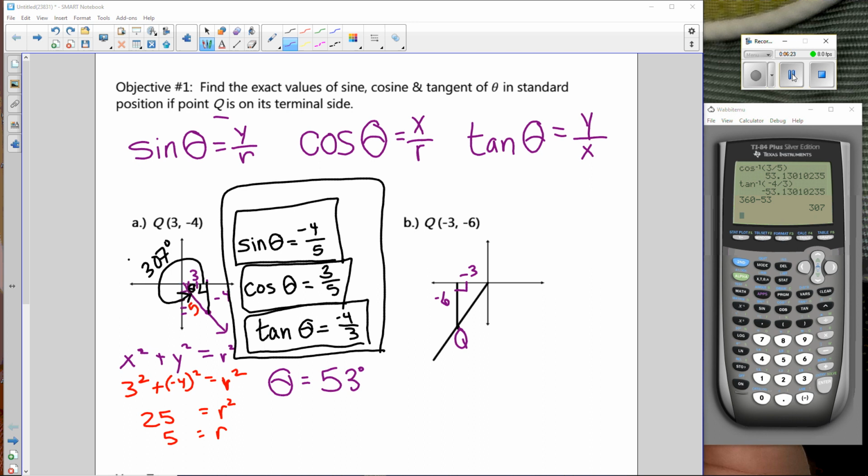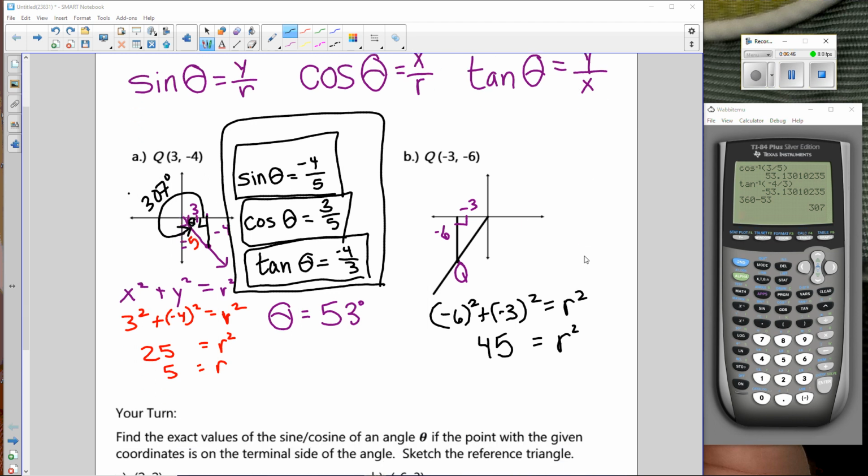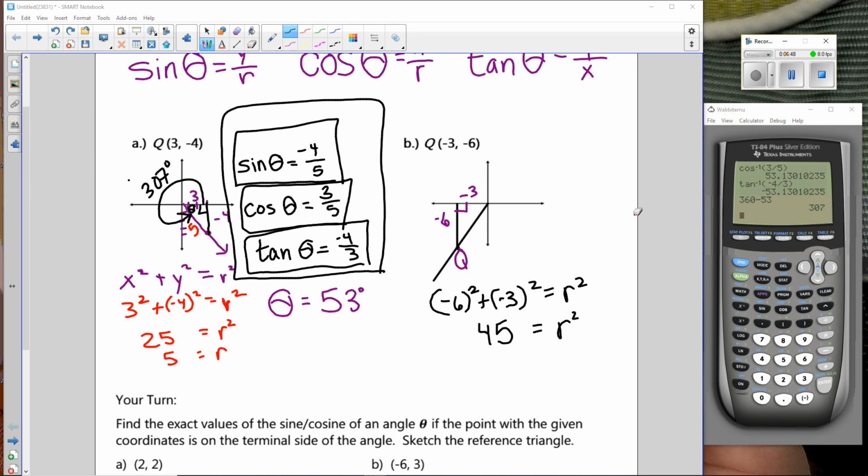So that's what the sketch of the triangle should look like. You'll notice I didn't make any tick marks, but I do know the x-coordinate is -3, so that's the left to right distance of the triangle, and the vertical distance is -6. So the work to find r, remember the form is x squared plus y squared equals r squared. So we're going to get r squared equals 45. When we take the square root of both sides, we're going to get radical 45.